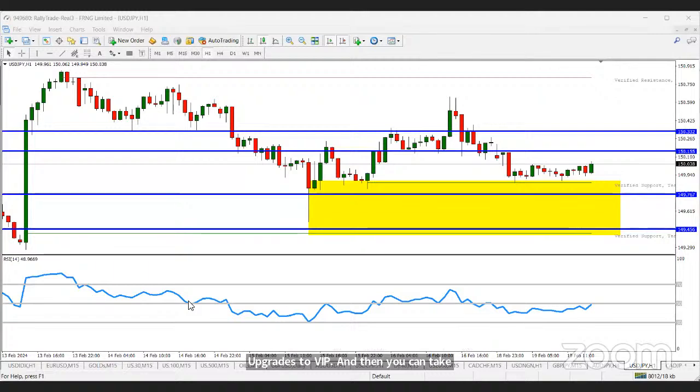What we mean by upgrade is that if you're somebody who has 300,000 naira in your trading account, you can just fund 300,000 naira extra or 400,000 naira to upgrade your account to VIP status and attend the class.